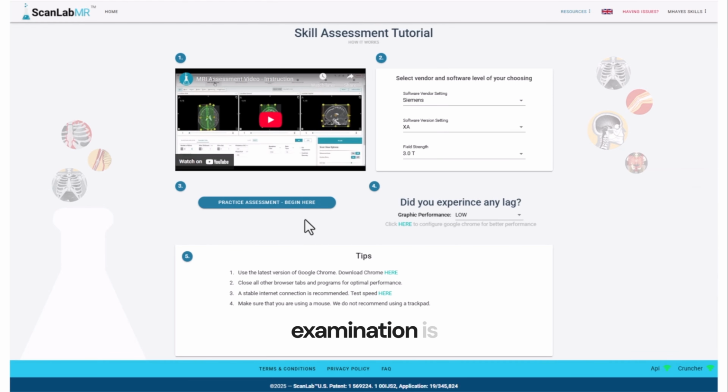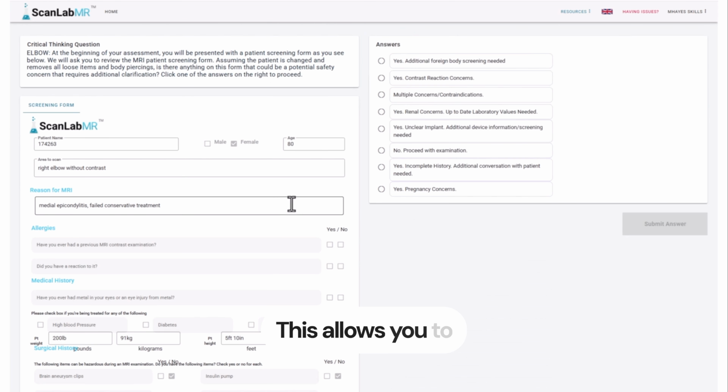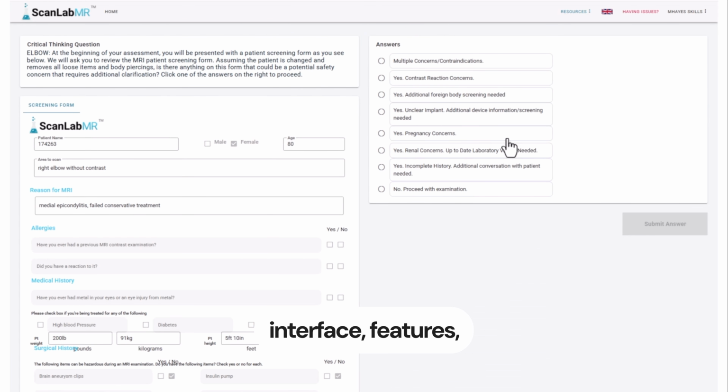A practice examination is available for you to take prior to starting your assigned skill assessments. This allows you to be familiar with the interface, features, and overall examination structure. The practice examination can be taken multiple times.